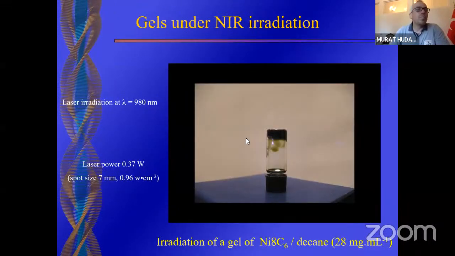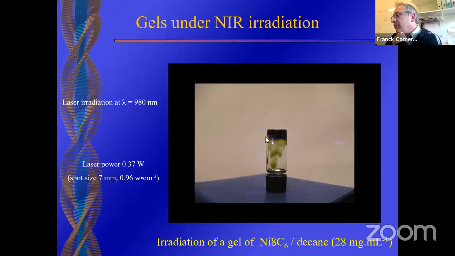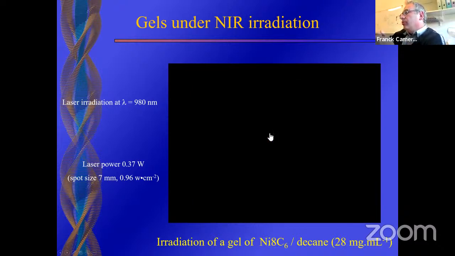You see here the laser arrive here. We see the impact of the laser on the other side. And as soon as the laser irradiates, the molecule converts the light into heat. So you heat the gel, and you go from the gel to the sol phase. Okay, photothermal effect.